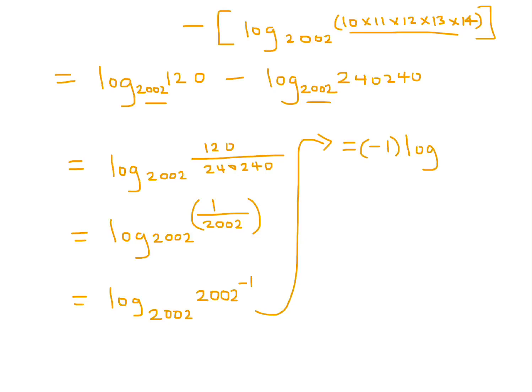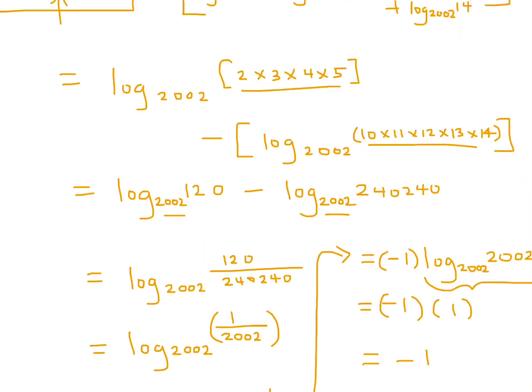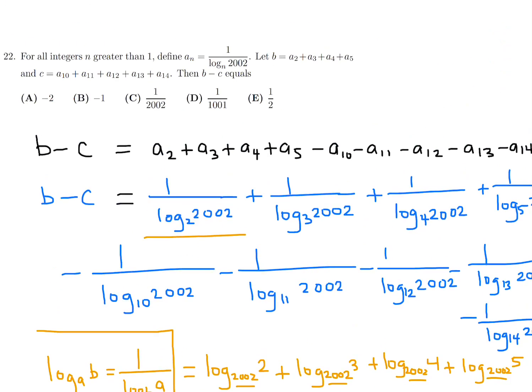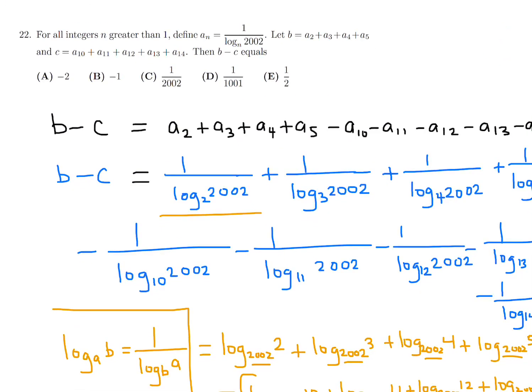So we have log of 2002 to the base 2002. And therefore you have negative 1 times this. Do you know what this equals? It equals 1. And therefore all you're left with is just negative 1. That is the answer. So this whole big long thing is negative 1, and therefore the answer is B.